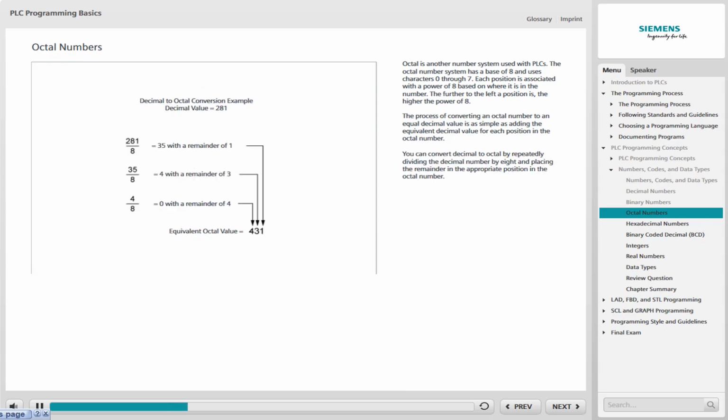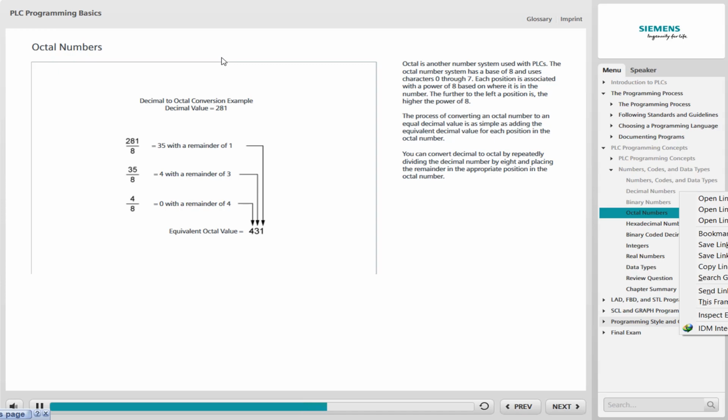Although you will not frequently have to convert decimal to octal to use a PLC, it is easy to do this conversion by repeatedly dividing the decimal number by 8 and placing the remainder in the appropriate position in the octal number. For the example shown, the first remainder, 1, is placed in the 1's column. The next remainder, 3, is placed in the 8's column. 8 does not divide into 4, so that leaves a remainder of 4 in the 64's column. This shows that 281 in decimal is equal to 431 in octal.